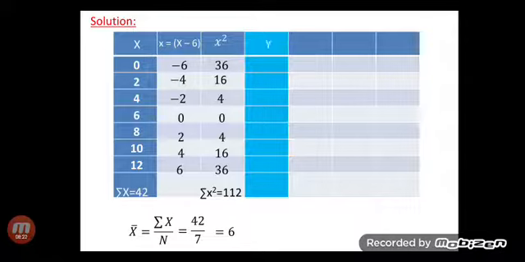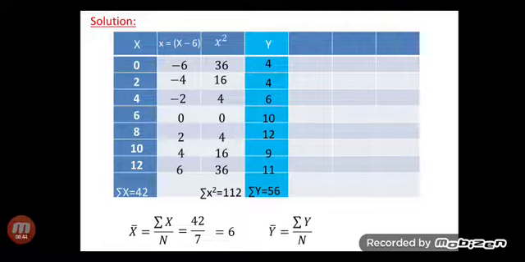Again, we write the values of the variable y. Well, these are the values of the variable y we write here, and the sum of it gives summation y is equal to 56. Now y bar is equal to summation y by n, and that is equal to 56 by 7. Here 7 is the number of observations, so 56 by 7 is equal to 8. 8 is the mean of y, that is y bar is equal to 8.